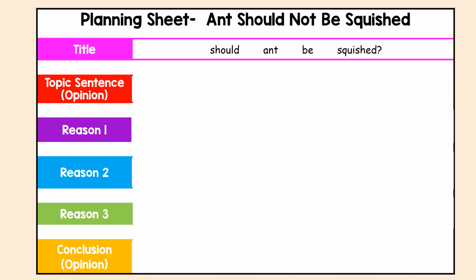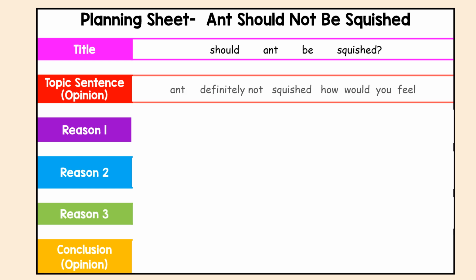Okay, my topic sentence, so that's where I'm going to state my opinion. And for this side, I'm going to say that the ant should not be squished. So I'm going to go: ant, definitely not, squished, how would you feel? I'm actually going to put a rhetorical question in to make the reader really think about the topic.